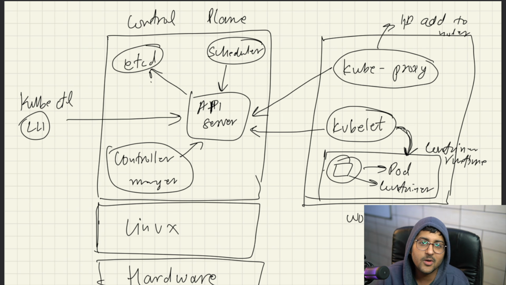If you want, you can Google it yourself. Kubernetes networking. There are so many books available on it. It's a little bit of a complex topic. I'll try to make it simpler.